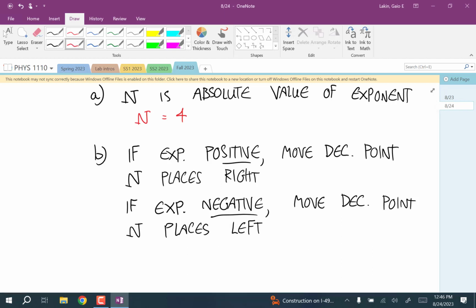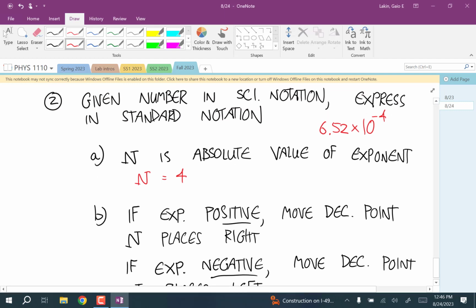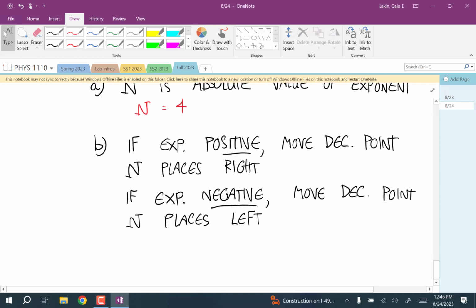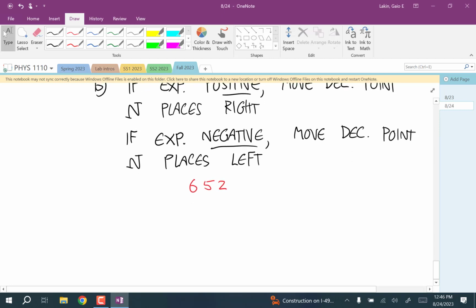Okay, so in this example, we know we're going to move the decimal point from its starting position 4 places one way or the other. Our exponent is negative, so we're going to move it to the left. So we're starting with 6, 5, 2. We're starting with the decimal point here. We're going to go 1, 2, 3, 4. Put zeros in all these placeholder positions. And there's your answer. Okay.